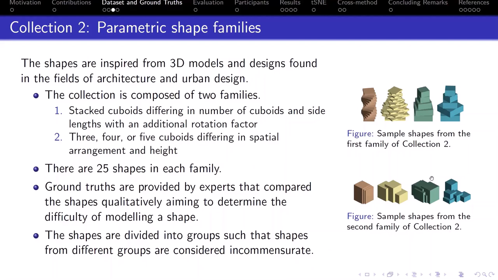And there are 25 shapes in each family, and here the ground truth is less trivial. We have two experts to provide us with the ground truth, and they have compared the shapes qualitatively, aiming to determine the difficulty of modeling a shape in a 3D space. And as a result, they have divided the shapes into groups such that the shapes from different groups are considered incommensurate.